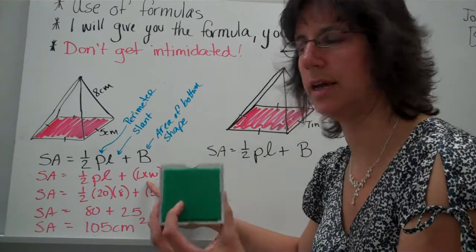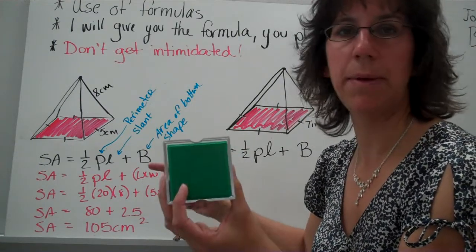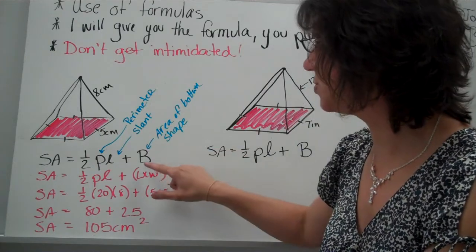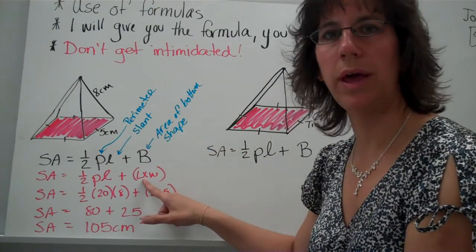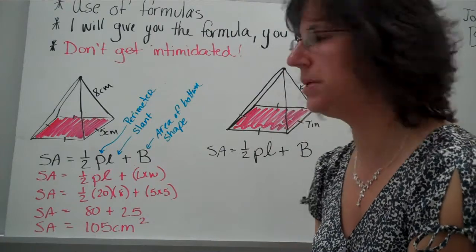This base is a rectangle or square. Same idea. You're multiplying two edges together. So you take out the B and put in length times width. Now let's just find all those different pieces of information.